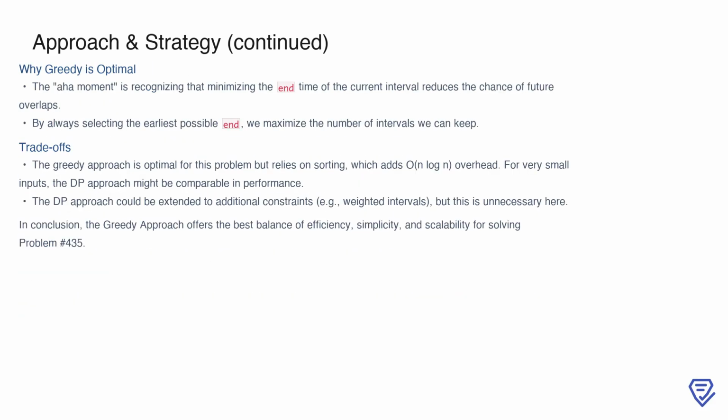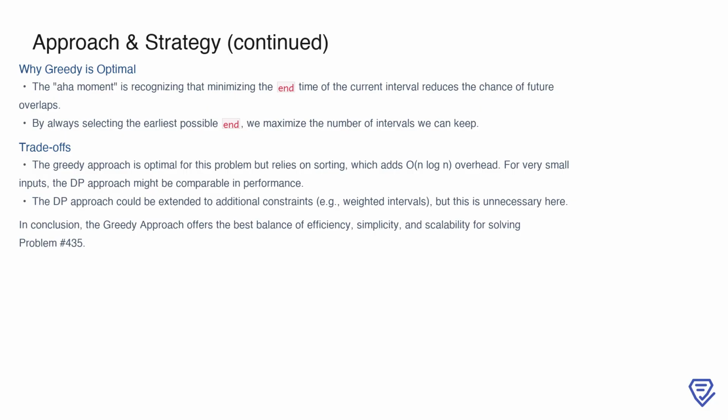The greedy approach stands out as the optimal solution for this problem due to its simplicity, efficiency, and effectiveness. The core insight is that minimizing the end time of the current interval reduces the likelihood of future overlaps, allowing us to retain the maximum number of intervals. By always choosing the interval with the earliest end time, we make the best local decision, which leads to a globally optimal result. While sorting the intervals adds an O(n log n) overhead, this cost is manageable and ensures scalability.